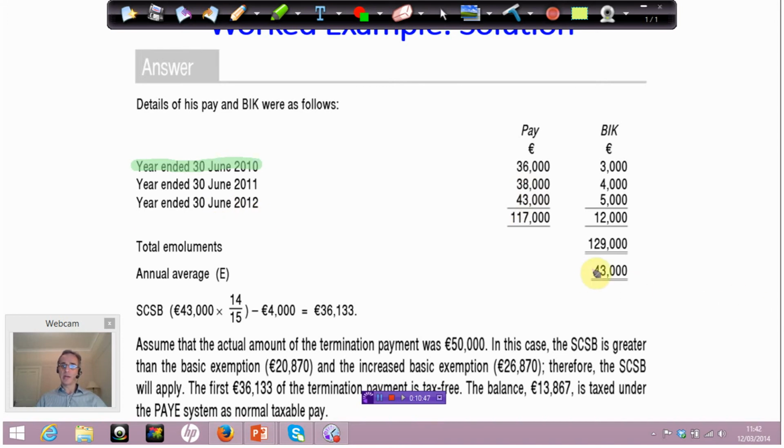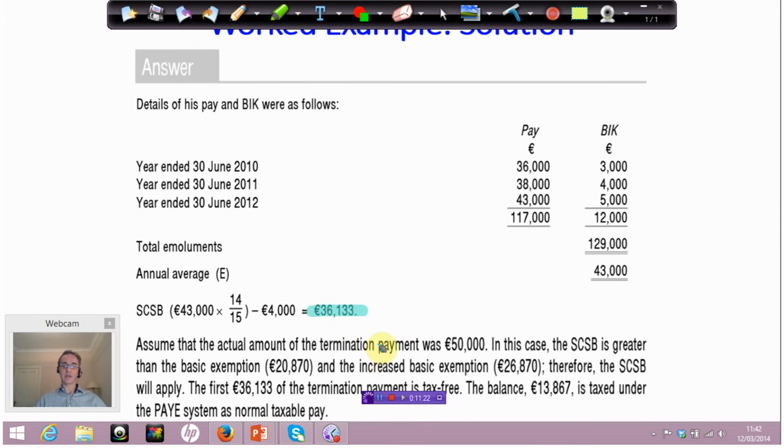Okay, so we end up with an average of 43, and all we're looking to do is to slot that into our formula. Note that the figure on the top half of the fraction here is completed years, and in addition to that, we're just deducting the value of the pension lump sum. Now, when we slot those figures in, we come up with a tax-free value of 36,133.